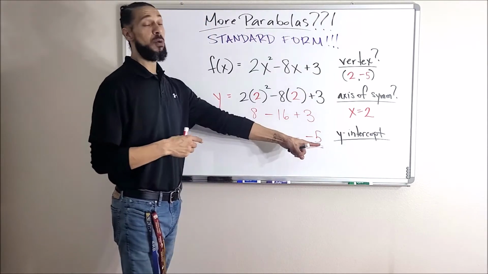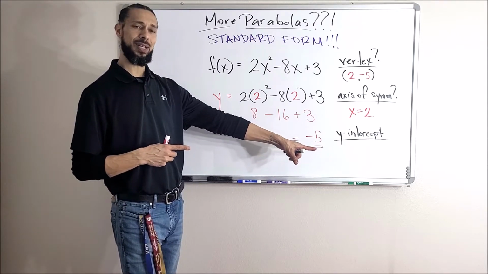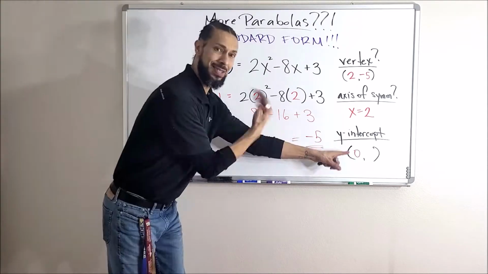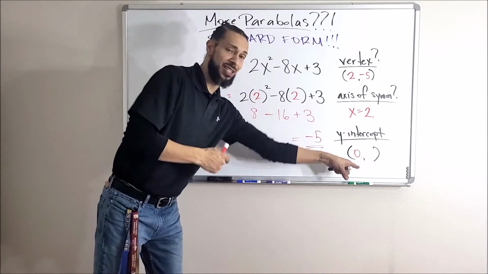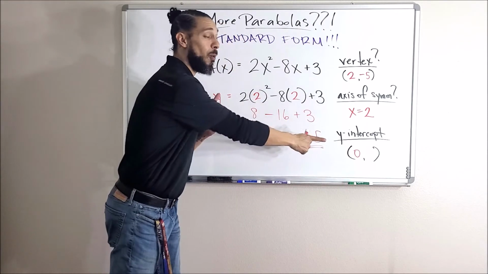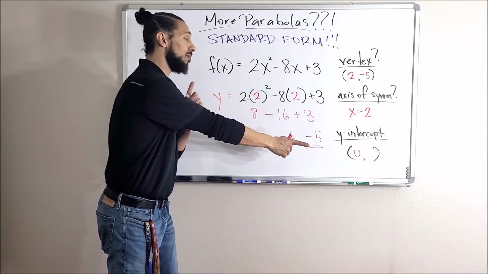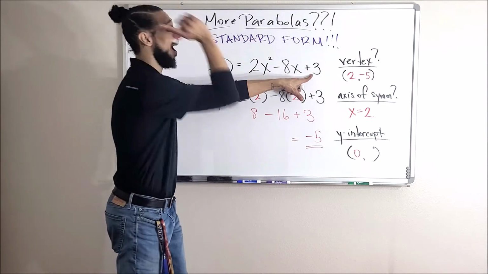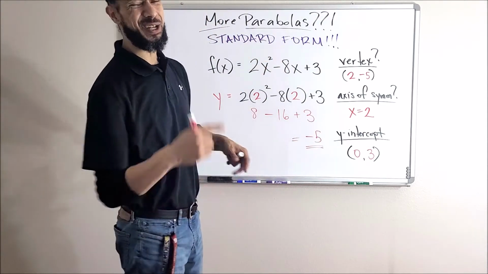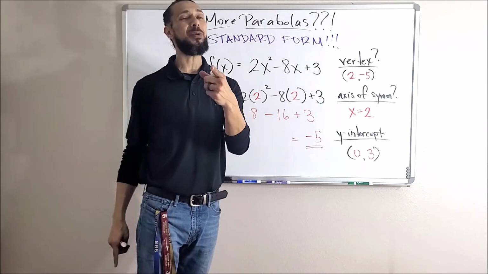Good. Now, y-intercept. Remember what the y-intercept is? It always looks like this. Yeah, if it's crossing the y-axis, the x value is 0. And remember what the y-intercept is when we got it in standard form? Isn't it c? Yes, it's c. Good. I think we got time for one more.